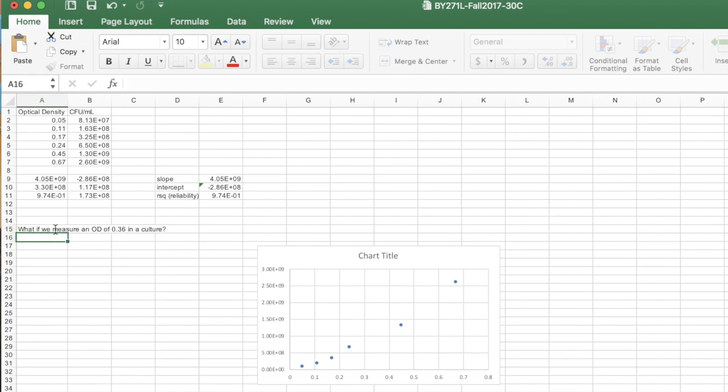All right, so let's do a problem now. Let's say that we have this standard curve, and then we measure an optical density of 0.36 for a culture. So how many CFUs per mil does that culture have? We just take 0.36, multiply it by the slope, and then add the intercept. Y equals mx plus b. And that gives us this value of about 1.2 times 10 to the 9th CFUs per milliliter. And that's how we use a standard curve.